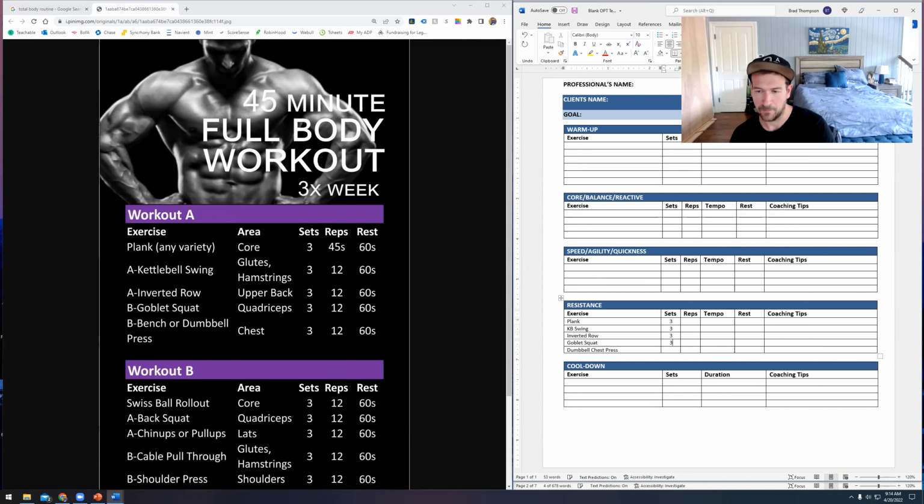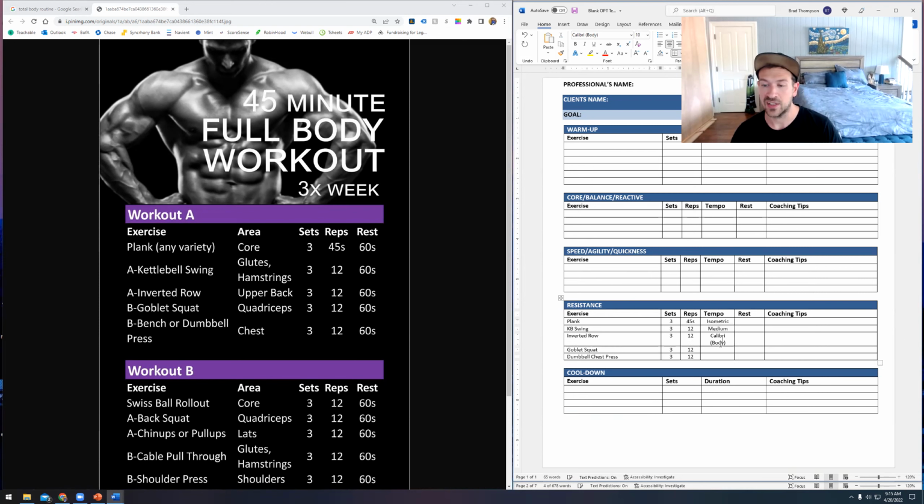It's 3 sets. And this one's 45 seconds. And then the rest of these are 12 reps. We'll say a medium tempo. Well, this is isometric. And then we'll say medium tempo for all of these. Now, here's the thing.